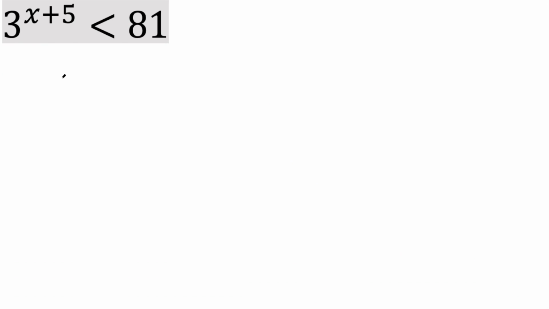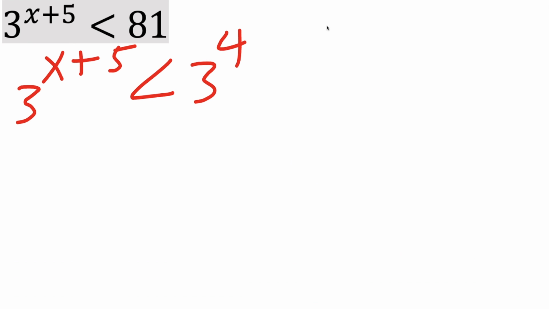Okay, this is a second problem. Same procedure. You notice the base is different, so we can change the base to have the base of 3. So we have 3 raised to x plus 5 is less than, instead of 81, you can change it to 3 raised to 4 because 3 times 3 is 9, 9 times 3 is 27, and 27 times 3 is 81.